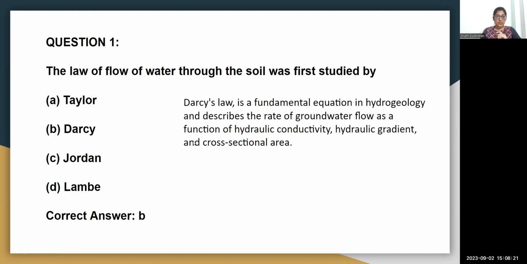So we have all seen about Darcy's law. The law of flow of water through soil was first studied by this person named Darcy, and he developed this equation that describes the rate of flow of water through an aquifer or a soil material as a function of the hydraulic conductivity and hydraulic gradient, as well as the cross-sectional area. So the answer for this question is option B. It's Darcy.